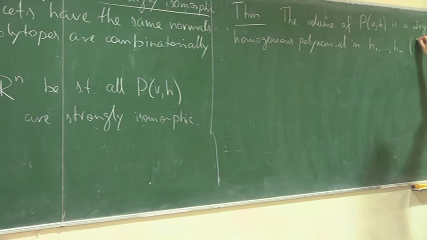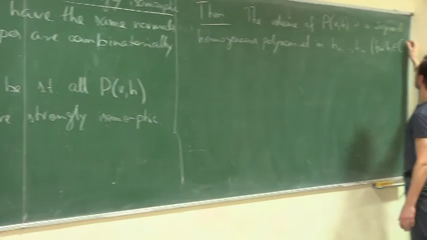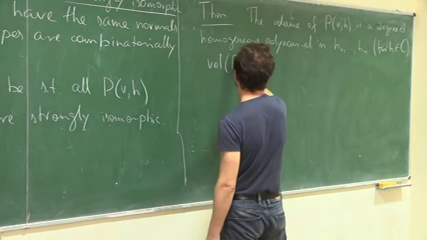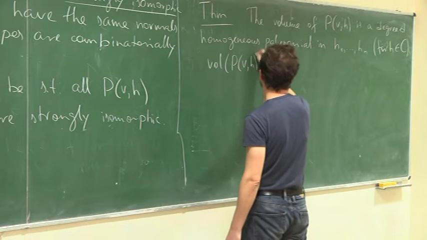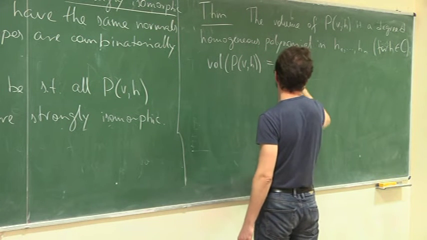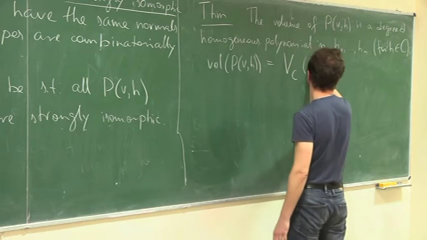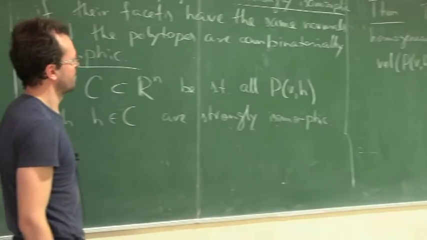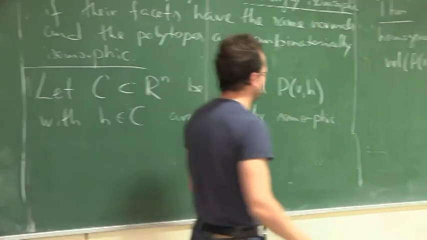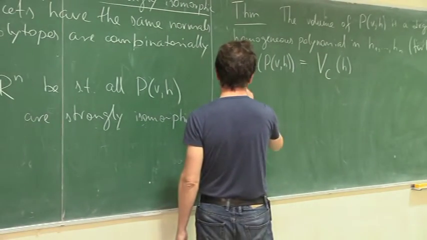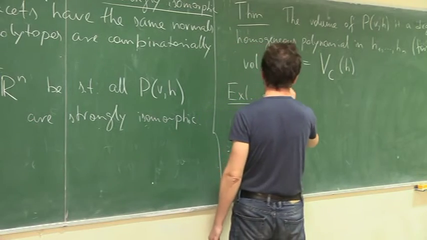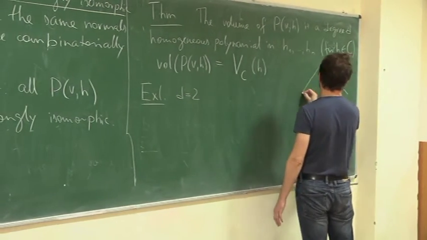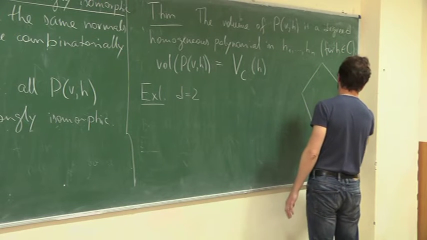For H from this domain C. And I will denote this polynomial as V sub C of H. So let us look at an example. So what happens in dimension 2? In dimension 2 we have this picture.